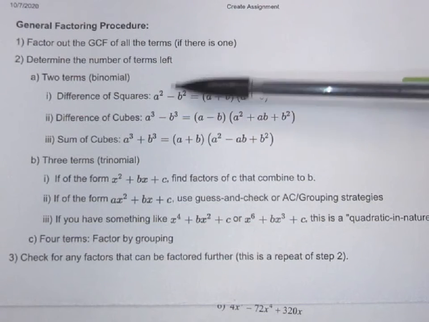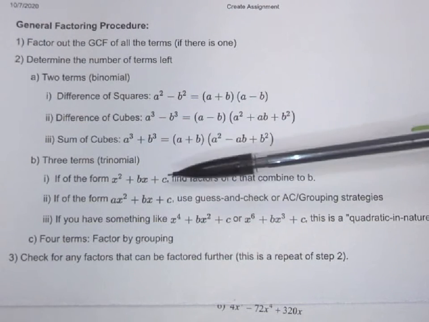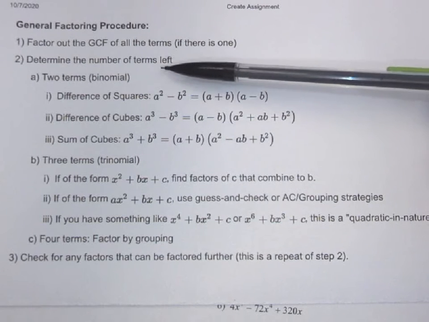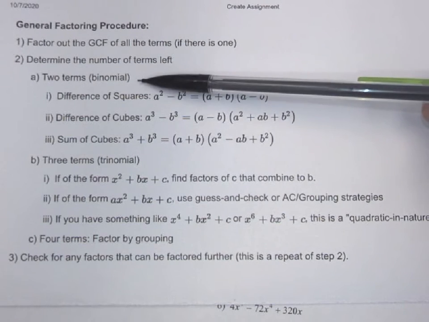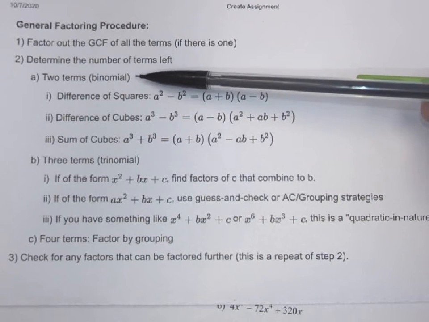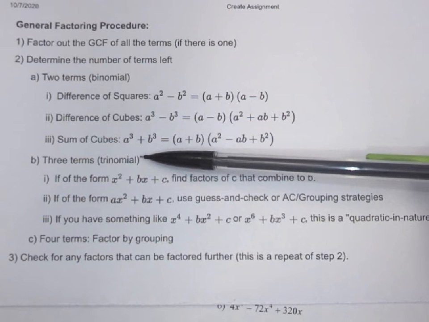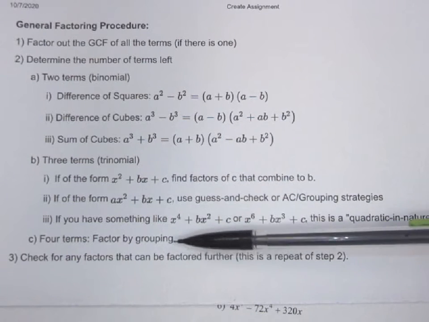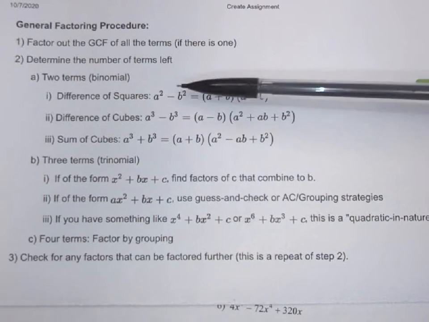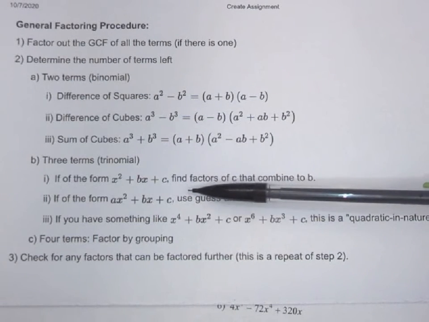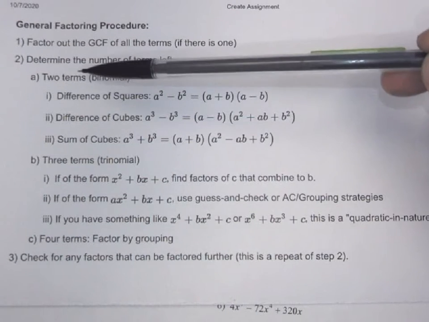Okay, now the next step, it depends on what you're left with. So you want to determine the number of terms left, and there's different scenarios, right? A is the scenarios that you might have if you have two terms or a binomial. B is the scenario that you might have if you have three terms or a trinomial. And then if you have four terms, you're going to factor by grouping. So when you do step two, we're not going to do every single one of these steps. We're going to actually find a specific method and use it. So we're going to go through these as possibilities.